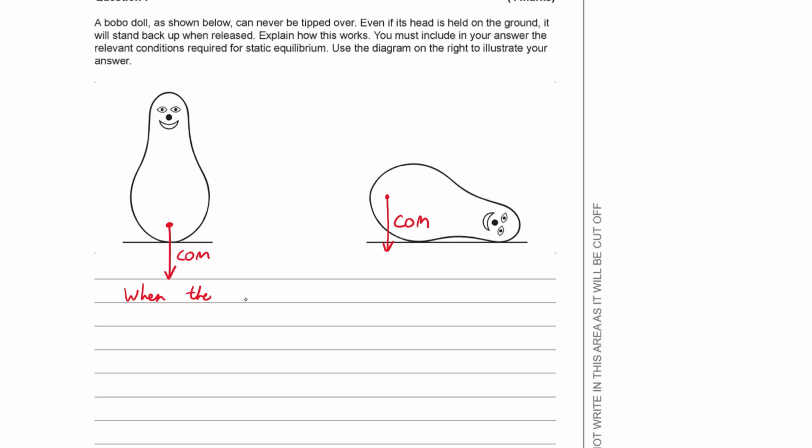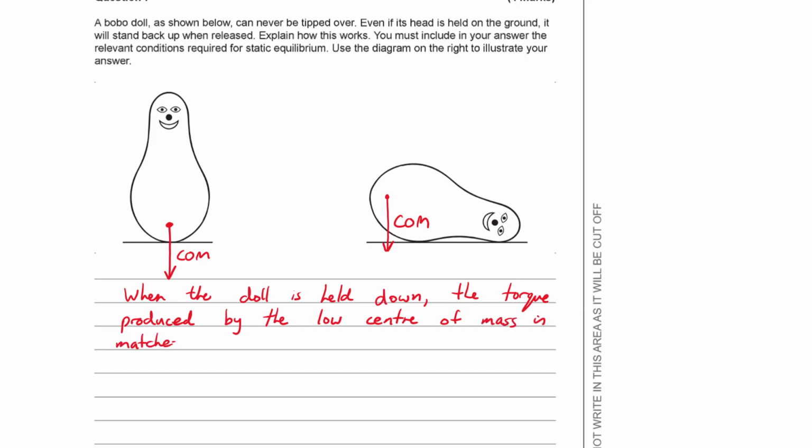So in my answer, I've said that when the doll is held down, the torque produced by the low center of mass is matched by the force applied to the head. Or you can say it's in static equilibrium at that point, something along those lines, because the question does say that you need to talk about the conditions required for static equilibrium. So I've said that those two are matched.